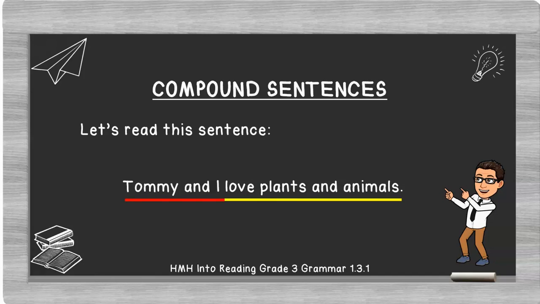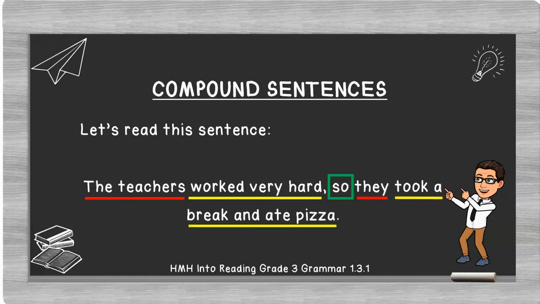Here's another sentence. It says, Tommy and I love plants and animals. Now I'm going to read this and I see that the subject is Tommy and I. So we actually have two subjects there. It's tied together with that conjunction and. And then I look and I see love plants and animals. That's a predicate. We also have a conjunction here called and. But this is a simple sentence. And the reason that it's a simple sentence is because it only tells us one thing. It tells us Tommy and I love plants and animals. That's it. It's one thought. So this is a simple sentence.